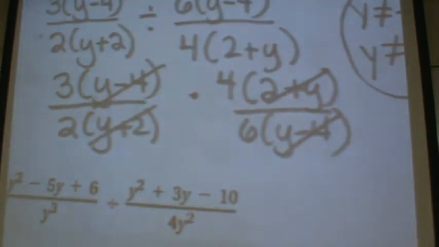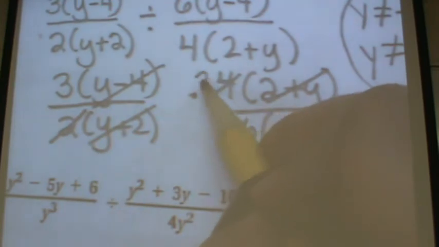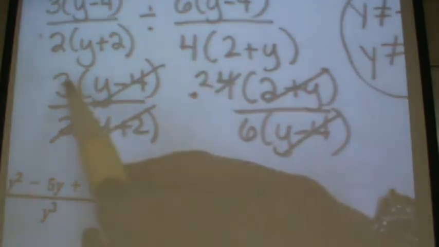What else? Your 2 and 4, and your 3 and 6. 2 goes into 4 twice, and your 3 and 6 twice. So these all cancel, right? Yeah. Evan, what's your answer?